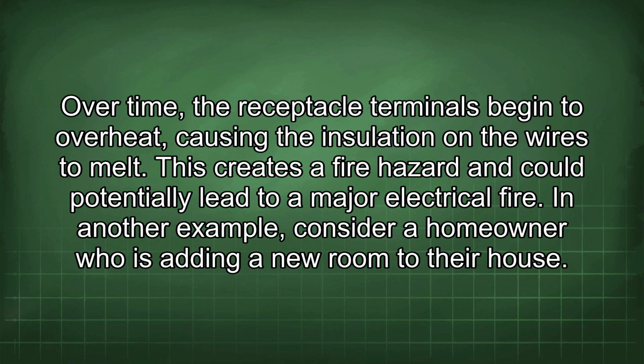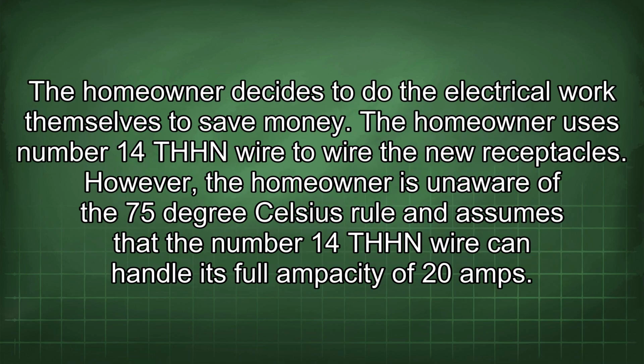In another example, consider a homeowner who's adding a new room to their house. The homeowner decides to do the electrical work themselves to save money. The homeowner uses number 14 THHN wire to wire the new receptacles. However, the homeowner is unaware of the 75°C rule and assumes that the number 14 THHN wire can handle its full ampacity of 20 amps.